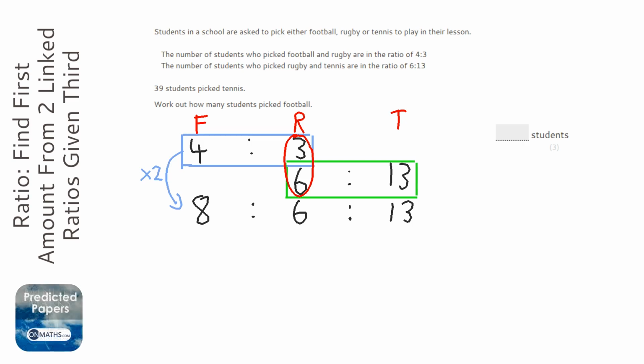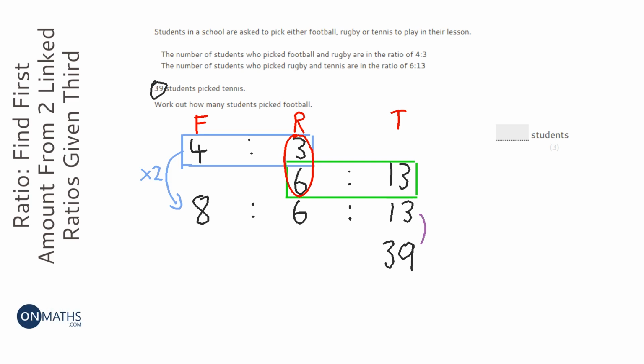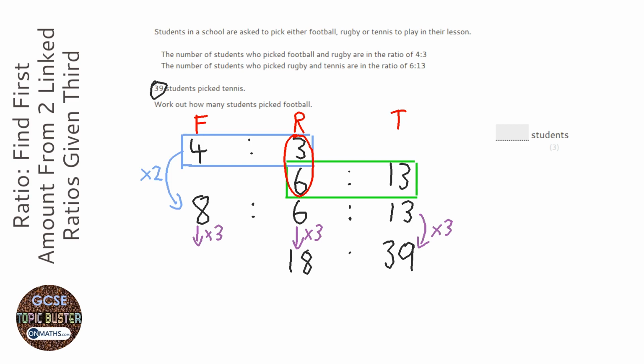Now it says that 39 students picked tennis, so I need to find some way of getting the tennis to be 39. Well, that's going to be just simply timesing it by 3. And if I times that one by 3, I've got to times this one by 3, and I've got to times this one by 3. So 6 times 3 will be 18, and 8 times 3 will be 24. So we've already answered the question, because if there's 39 tennis, there's going to be 24 football.